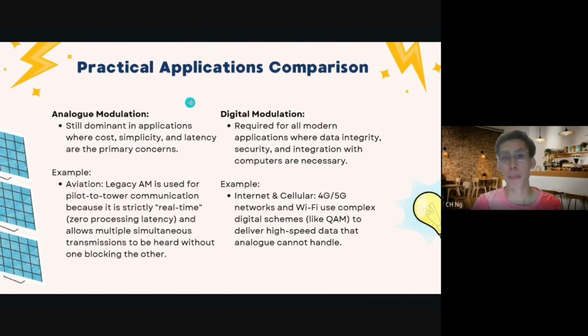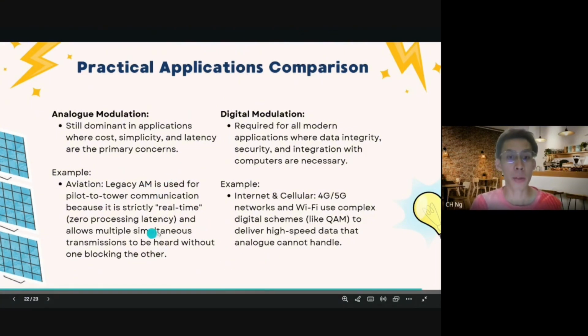And last, practical applications comparison. Analog modulation is still dominant in applications where cost, simplicity, and latency are the primary concerns. For example, in aviation, legacy AM is used for pilot-to-tower communication because it is strictly real-time and allows multiple simultaneous transmissions to be heard without one blocking the other.